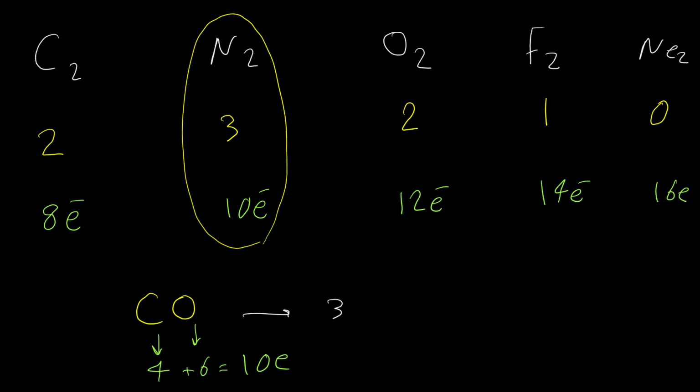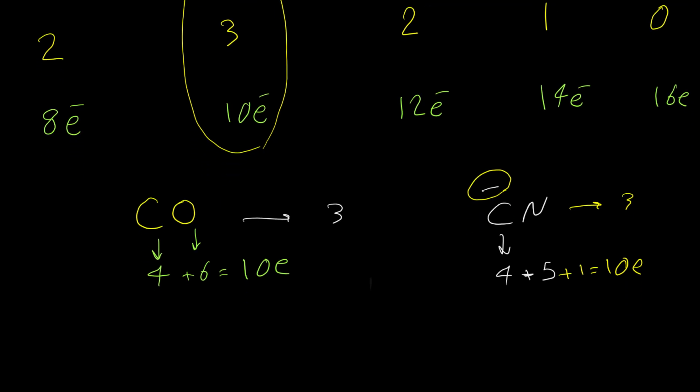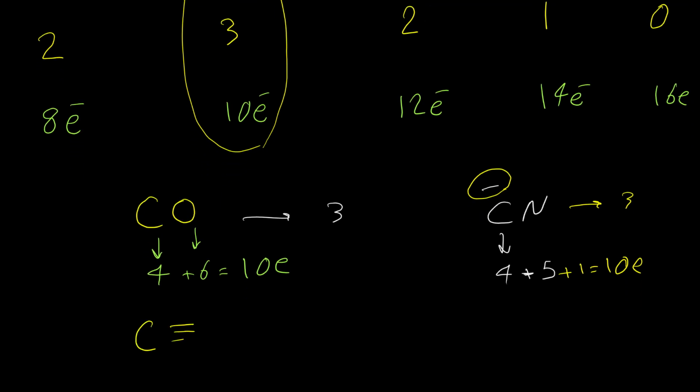The next example is the cyanide anion. Again, carbon has 4 valence electrons, nitrogen has 5 valence electrons, and we have 1 extra electron because of the negative charge. In total, we have 10 electrons. So again, it should be a triple bond, and our bond order is 3. Here are the Lewis structures of carbon monoxide and cyanide, and the formal charge is on carbon.